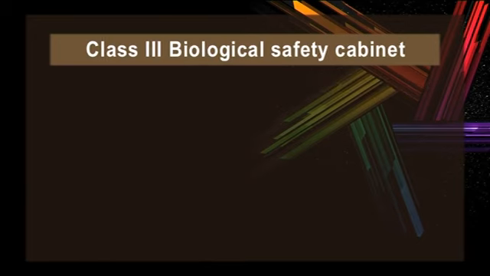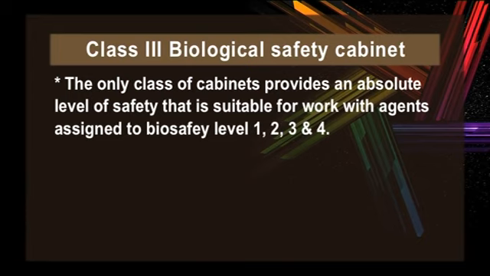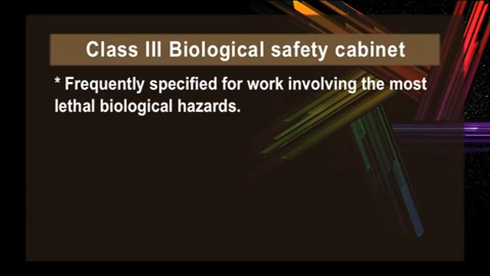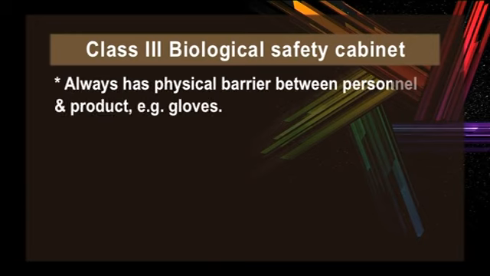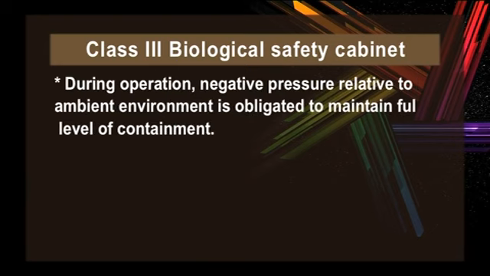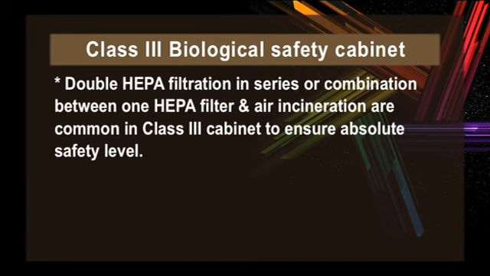Class 3 biological safety cabinet. The only class of cabinets that provides an absolute level of safety, suitable for work with agents assigned to biosafety level 1, 2, 3 and 4, frequently specified for work involving the most lethal biological hazards. It always has a physical barrier between personnel and product, for example gloves. During operation, negative pressure relative to the ambient environment is obligated to maintain the full level of containment. Double HEPA filtration in series, or a combination of one HEPA filter and air incineration, is common in a class 3 cabinet to ensure an absolute safety level.